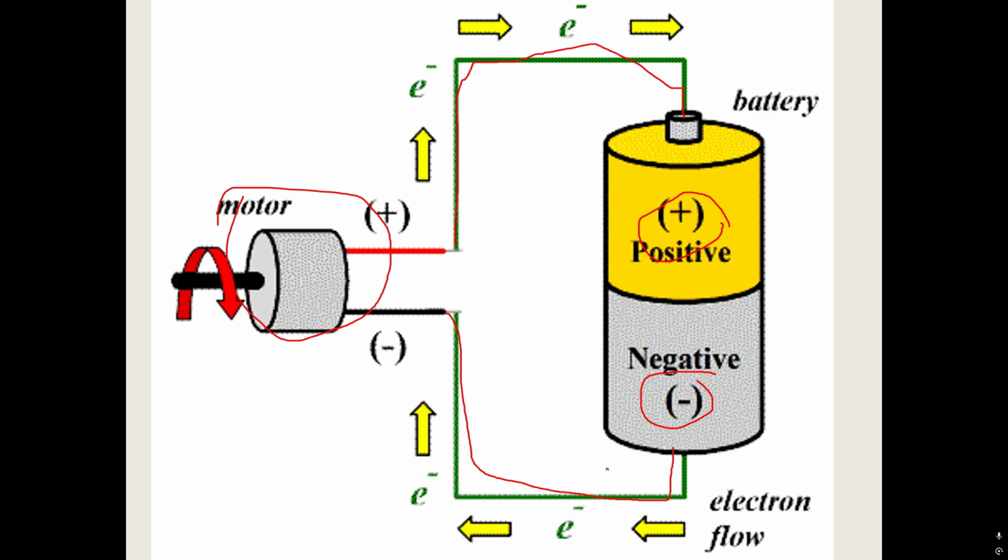Okay, now this current is nothing but the flow of electrons. So you can see electrons will start from the negative terminal of the battery, go through this motor, and come out of the positive terminal of the motor. Finally, they will reach the positive terminal of the battery. In this motor, the electrical energy gets converted into mechanical energy. So when current flows through, the motor starts rotating.